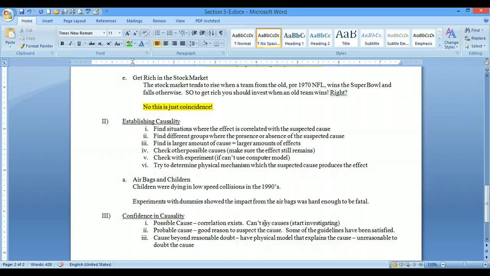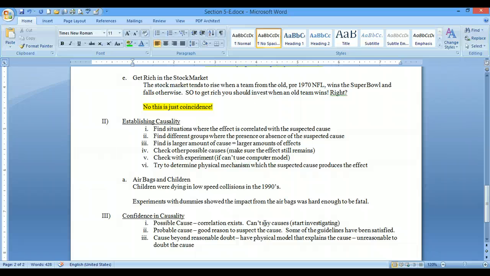Number 5, check with an experiment. Now sometimes if there's life situations, you can't put somebody's life in danger, and so you need to use something like a computer model. And number 6, try to determine the actual physical mechanism which the suspected cause produces the effect. For example, in the 1990s, children were dying in low-speed collisions.